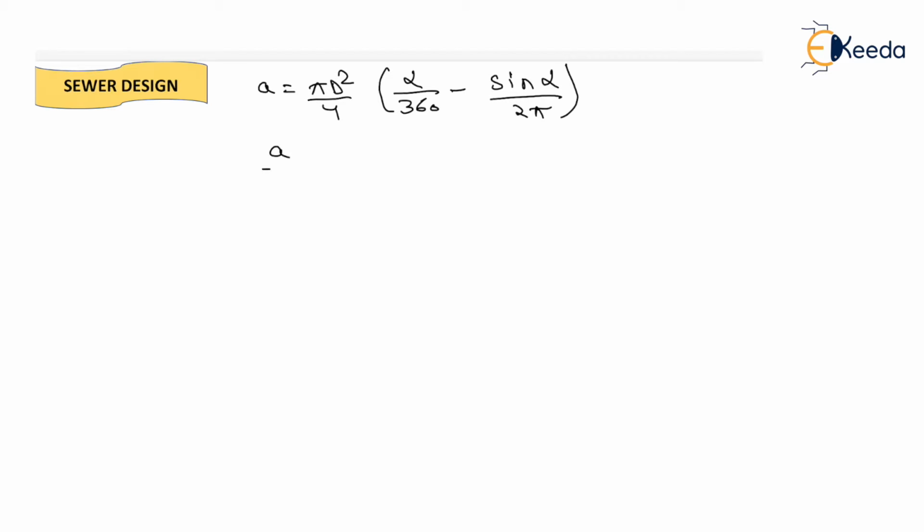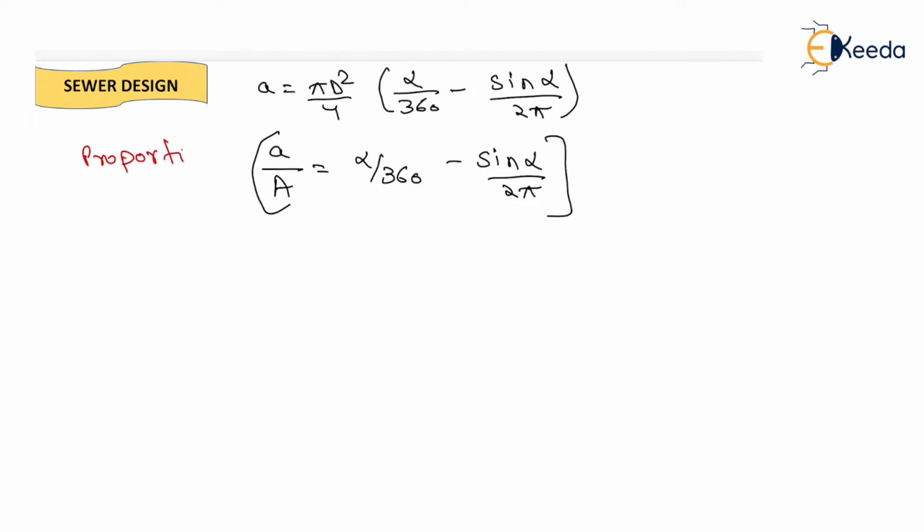So we will take the ratio small a by capital A, which will be equal to alpha upon 360 degree minus sine alpha upon 2 pi. And what is it known as? It is known as the proportionate area. Now we have calculated the proportionate area, and we will move on to the calculation of hydraulic mean radius.